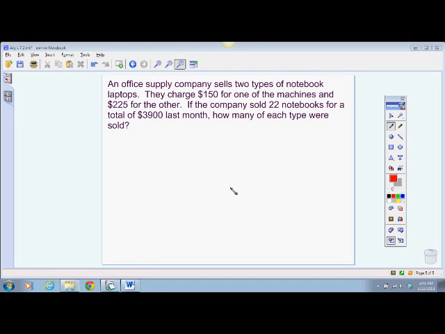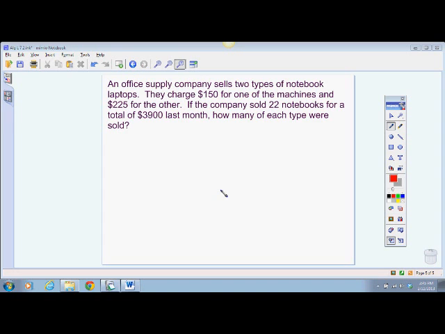An office supply company sells two types of notebook laptops. They charge $150 for one of the machines and $225 for the other. If the company sold 22 notebooks for a total of $3,900 last month, how many of each type were sold?